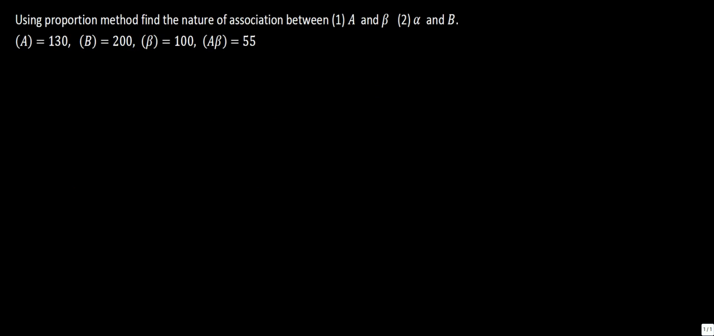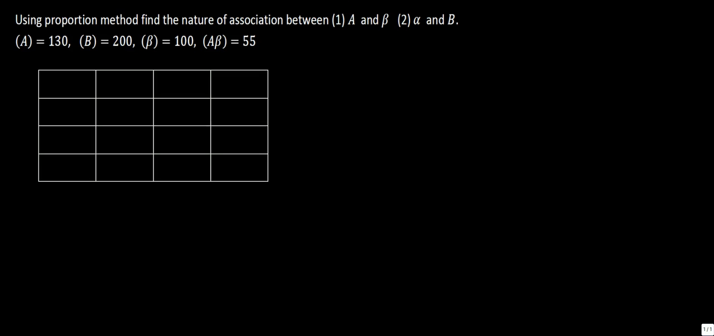Our second question is, using proportion method, find the nature of association between A and beta, and alpha and B. Whether they ask A beta or AB, both are the same. For both the questions we need one table. For solution, our 2 by 2 contingency table is ready.